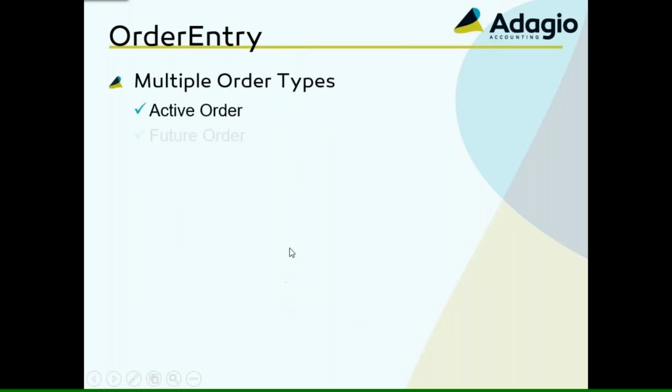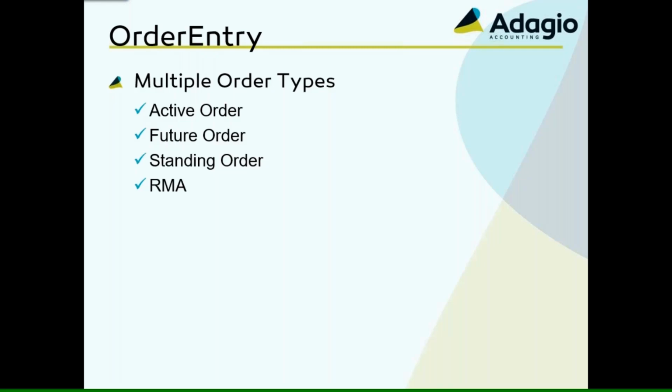And one of the things that surprised me the first time I was talking to a QuickBooks user was that QuickBooks actually has no concept of a sales order. So in Adagio, there's 4 types of sales orders. There's an active order. That's an order that you've entered into the system. A future order, one that you have to activate at some point, a month or 2 or a quarter or 6 months in the future. A standing order, something that you repeat on a regular basis.